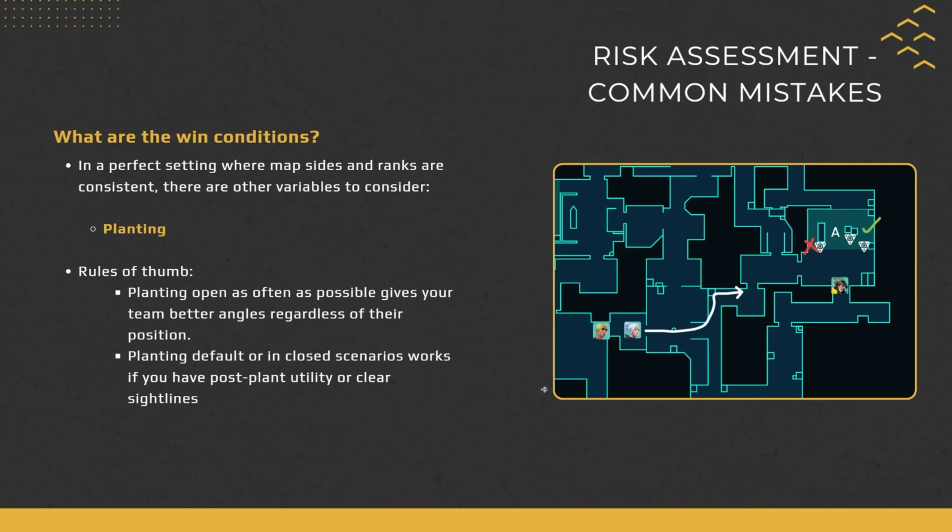The rule of thumb is if you can plant a little bit more open for your team, regardless of where they are in position, regardless of where they're going to be in post-plant positions, you should be okay. Planting open is always going to be fine. If it's kind of secluded in these areas like these corners and it's only benefiting one half of the site, then you're probably not going to be okay. Planting as open as possible is going to be a great way of guaranteeing rounds.